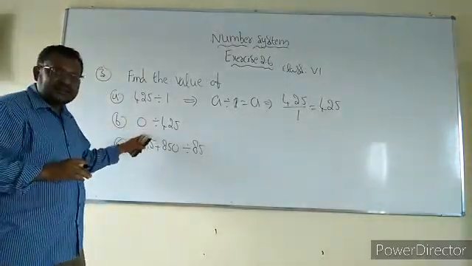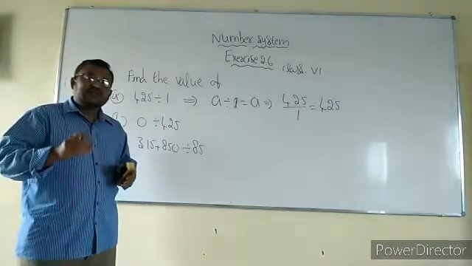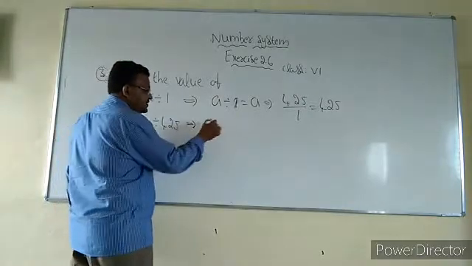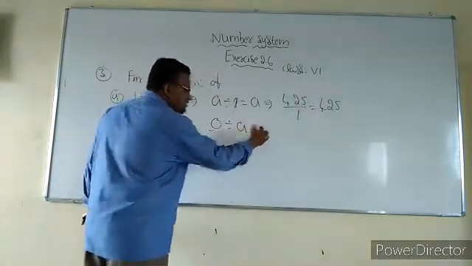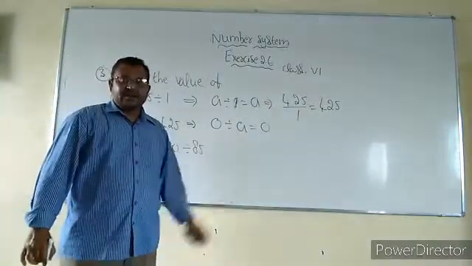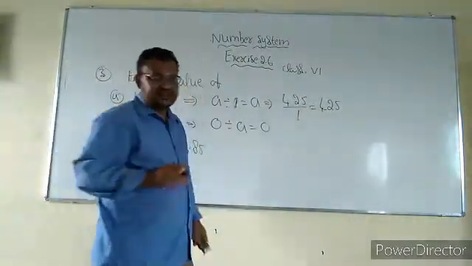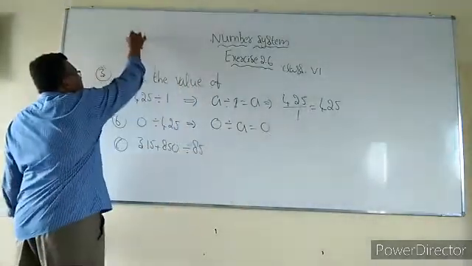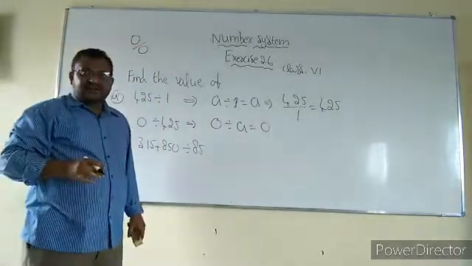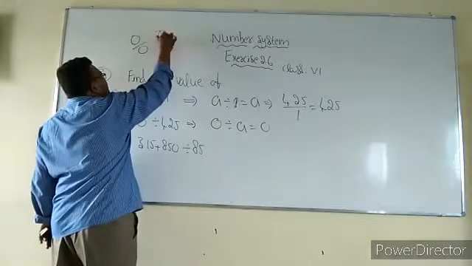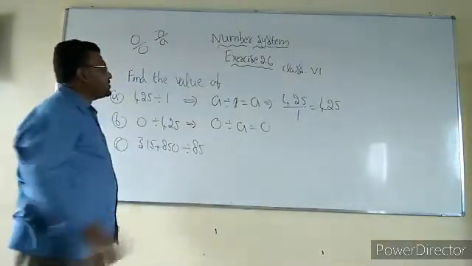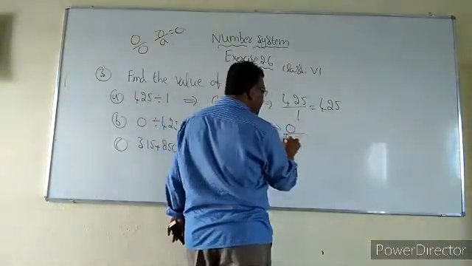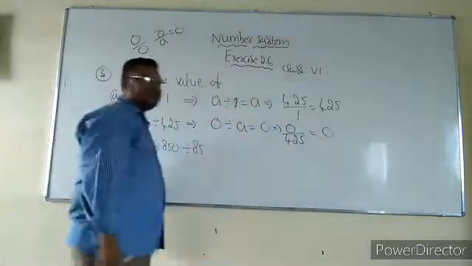Division by 1 will get the same number again. Now the second one is 0 divided by 425. 0 divided by anything will give 0 only. As the properties of division explain, 0 divided by a is equal to 0, where a is any whole number other than 0. 0 by 0 is not defined, we cannot define this one. Other than 0, 0 by any whole number, the result is 0. So we can say 0 by 425 is equal to 0.